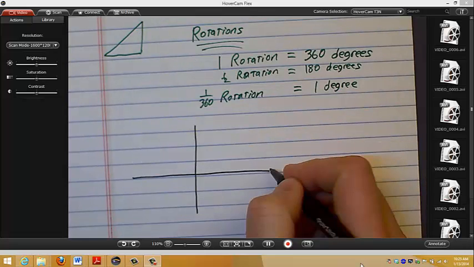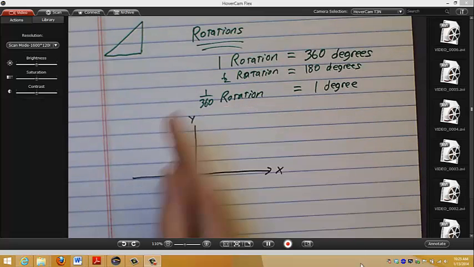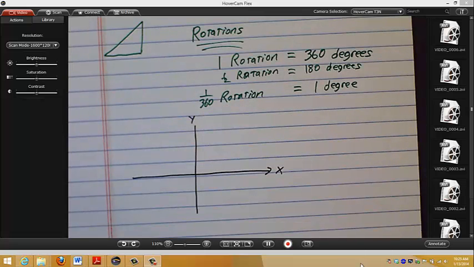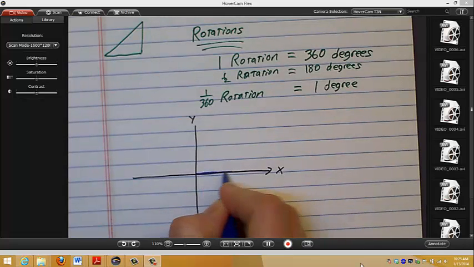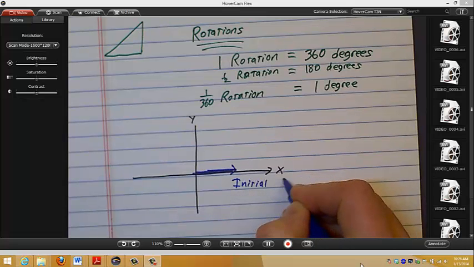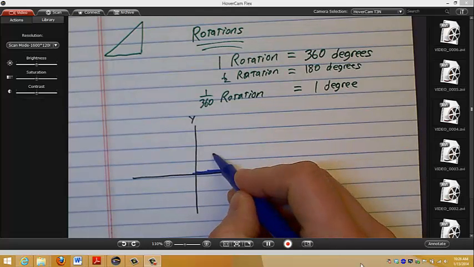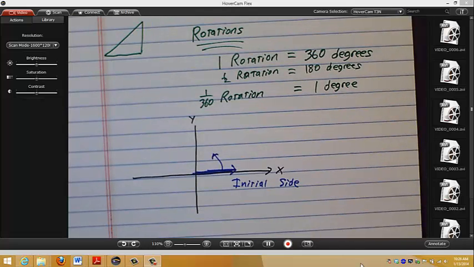is we're going to go to our XY plane, okay? And we're going to draw along the x-axis what is called the initial side of an angle. That's the initial side of an angle. And when we rotate, well, I guess we could go clockwise or we could go counterclockwise, right? You guys with me? And it makes sense, I guess, that we would go counterclockwise. Well, we do. We go counterclockwise is positive.